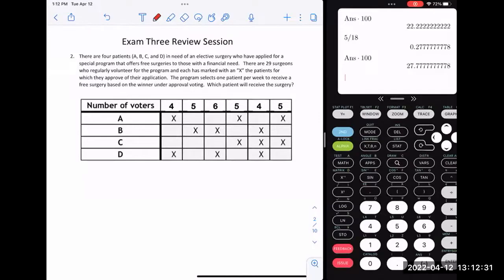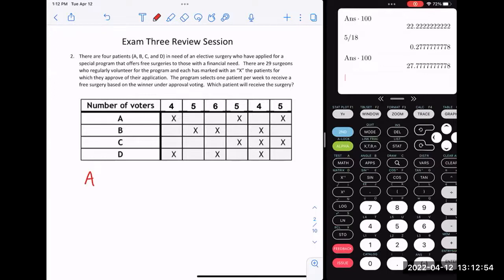So this is a different type of ballot than your preference ballot because they're just putting X's next to any of them that they're okay with. So the program selects 1 patient per week to receive a free surgery based on the winner under approval voting. And we want to know which patient will receive the surgery. So what I would do for this is I would just tally this up for each patient.